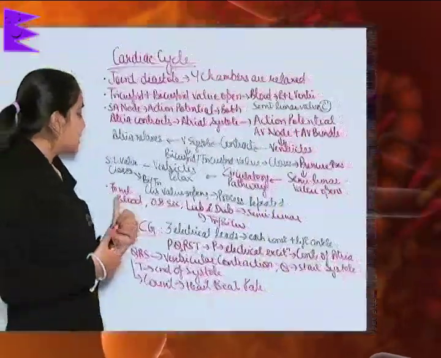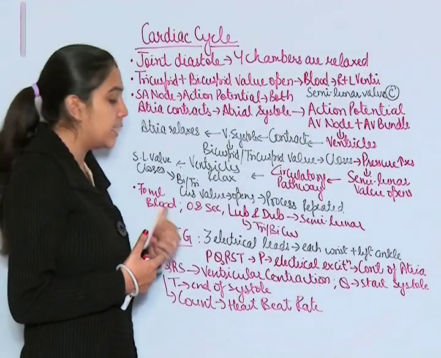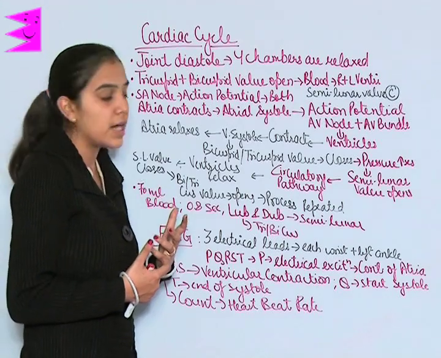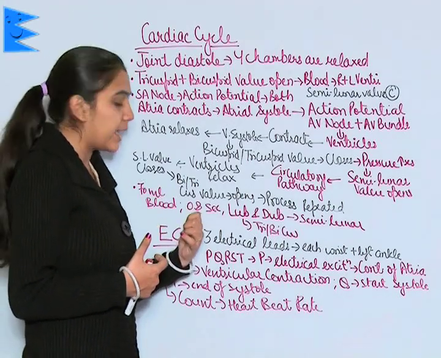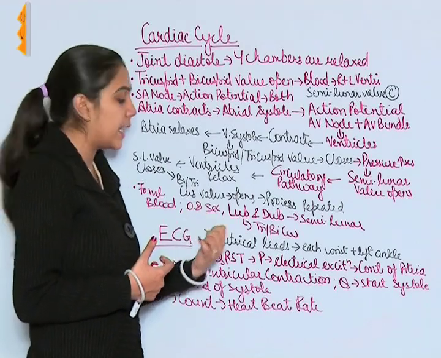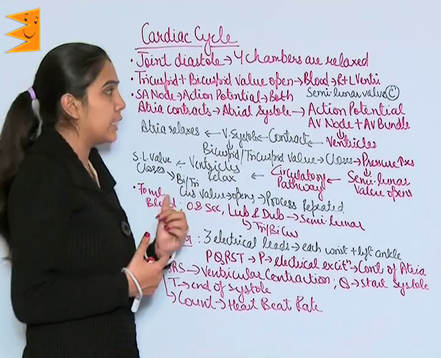In total, 70 ml of blood is pumped per cardiac cycle. In 0.8 second, one cardiac cycle takes place.